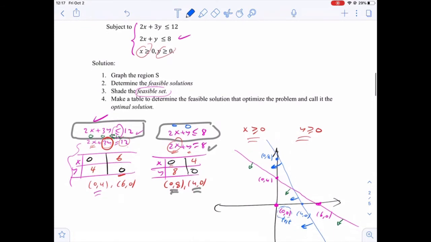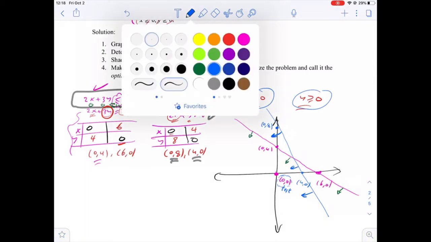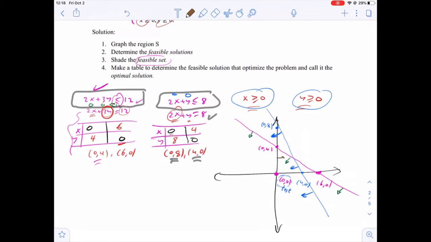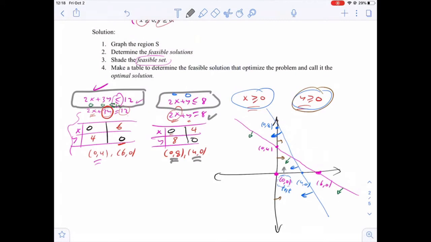Now we have another two inequalities. x is greater than or equal to 0. That means to the right of the y-axis. Let's use the brown color here, to the right of this. And y greater than or equal to 0, that's above the x-axis. So I'm going to use this gray color.